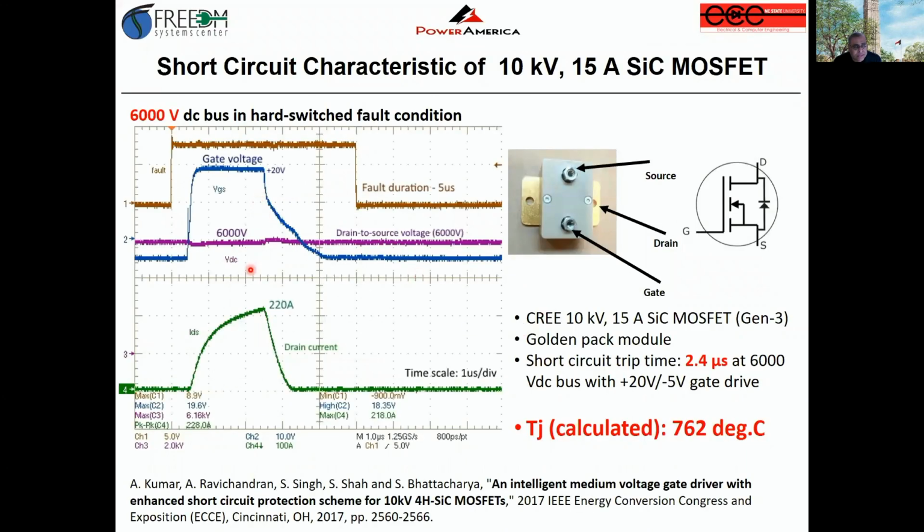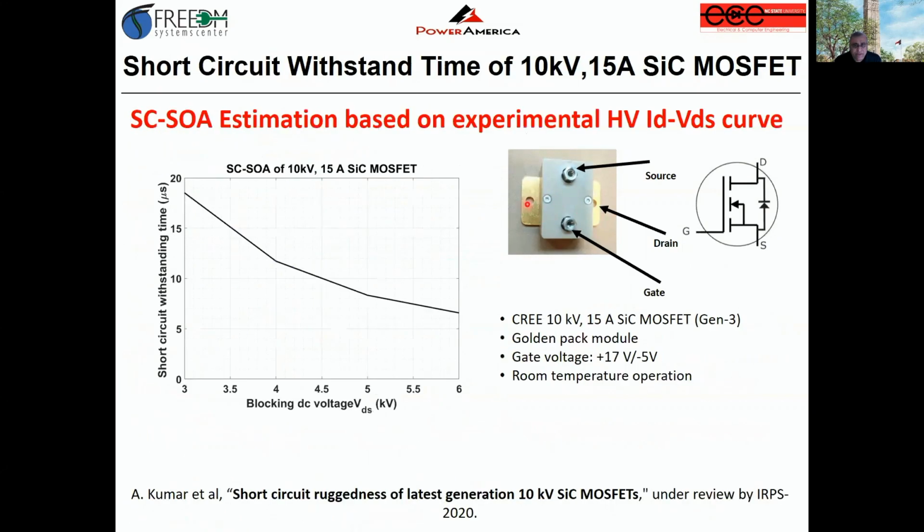Again, I'm showing you the same result here, where I'm trying to show you that this was done on a single die, a single device. And again, we are successfully turning off with the gate driver in 2.4 microseconds at a 6 kV DC bus. And the calculated junction temperature at that point is around 762. But this is a gold-plated package or a metal can, so we are not actually constrained by the packaging for this particular device.